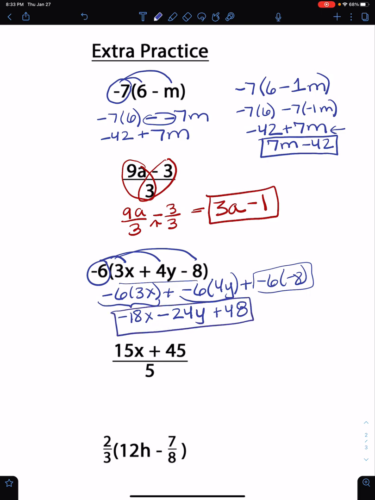And remember, I cannot combine any of those terms because one has an x, one has a y, and one is constant. They all have to have the same variables in order to be added together.